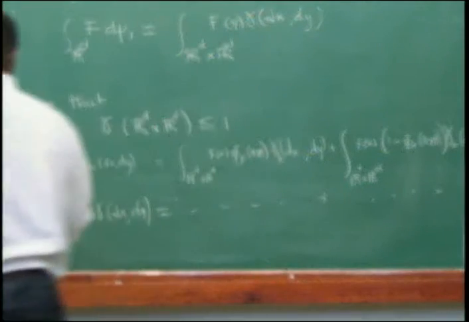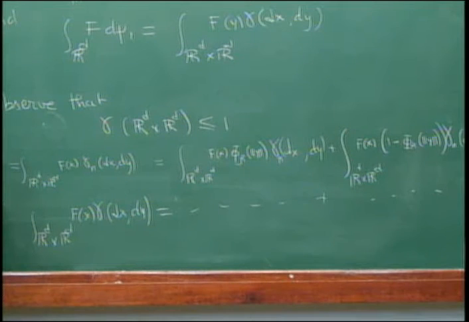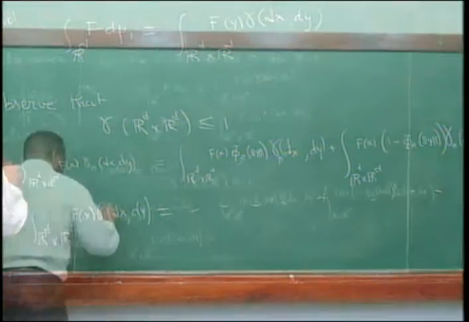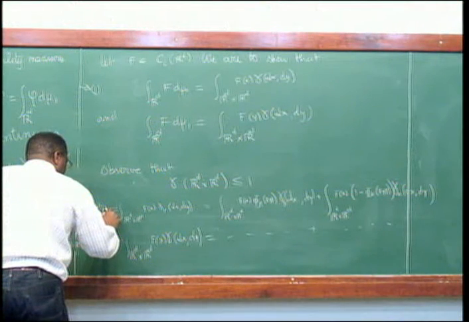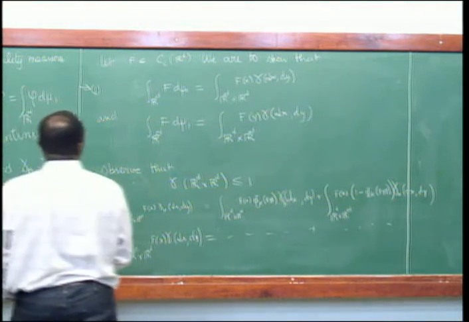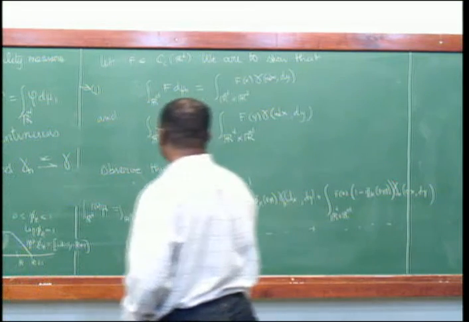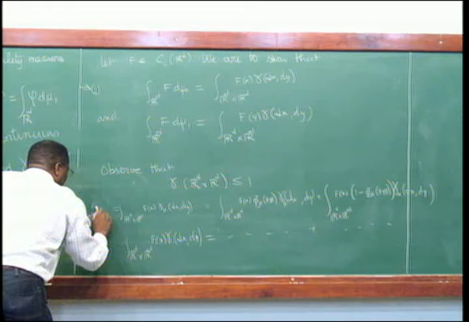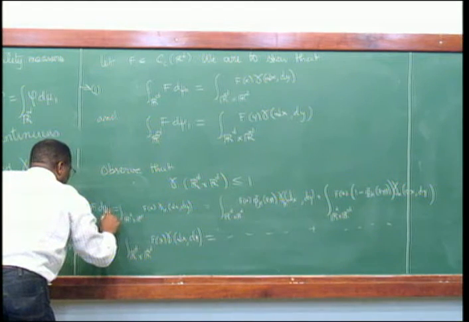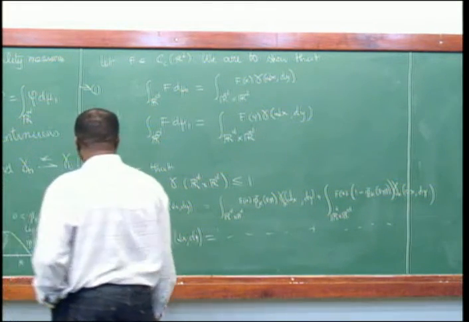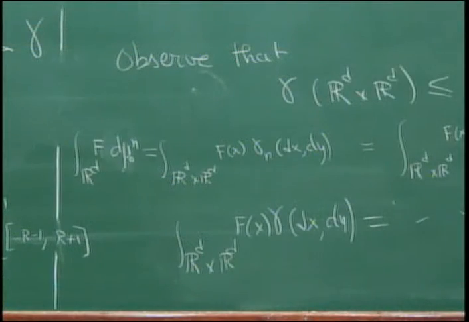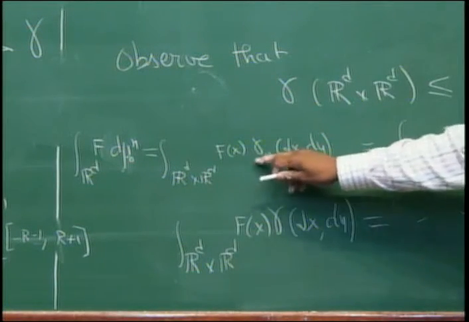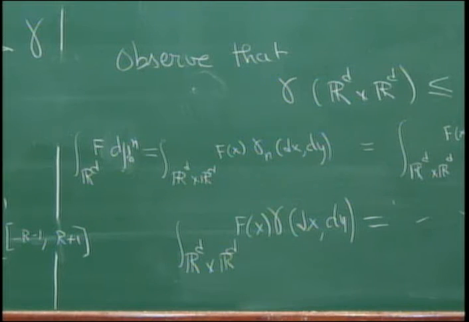But this is the integral over Rd of f d mu naught n. So I am using the fact that gamma n has mu naught n and mu 1 n as marginals.